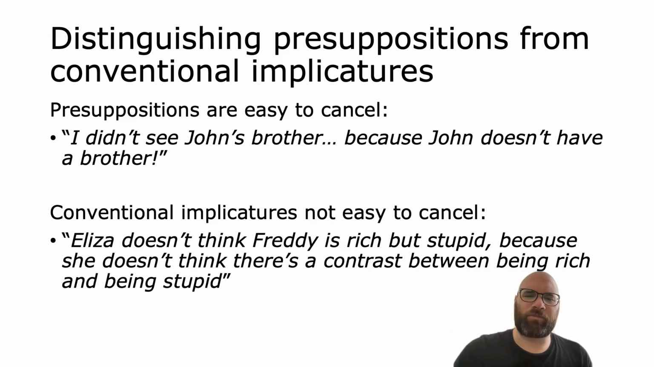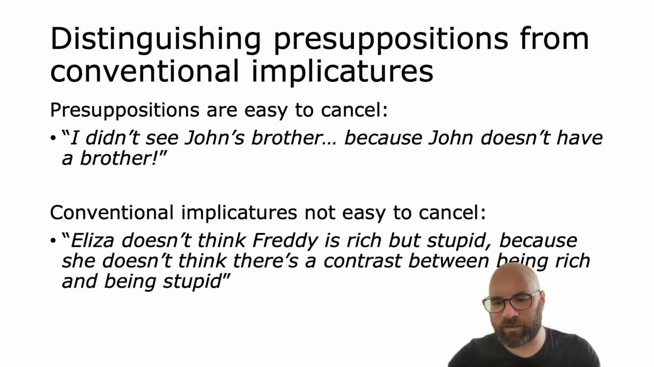If I say, "Eliza doesn't think Freddie is rich but stupid, because Eliza doesn't think there's a contrast between being rich and being stupid," it still sounds very weird. It seems like something only a semanticist or pragmaticist would say. It doesn't sound like something I would say in natural language. So if you buy this argument, then this is a piece of evidence that presuppositions are not conventional implicatures. And like we saw before, they're not entailments. So it seems like they're a different kind of meaning from the other two.